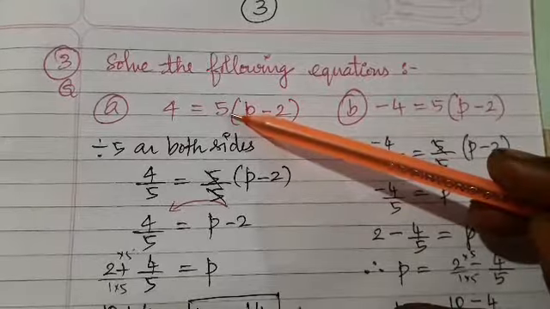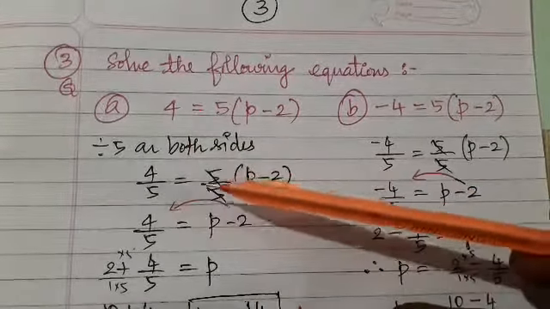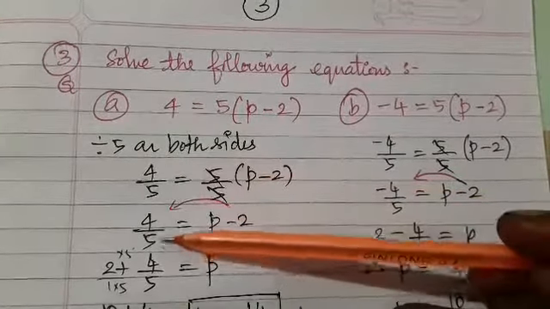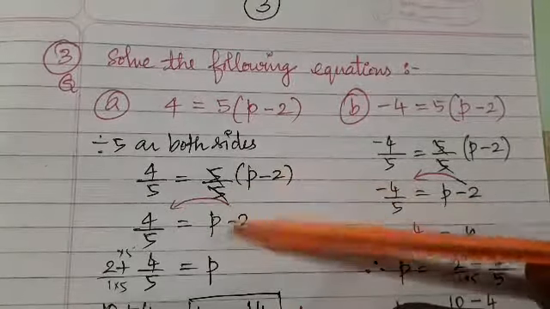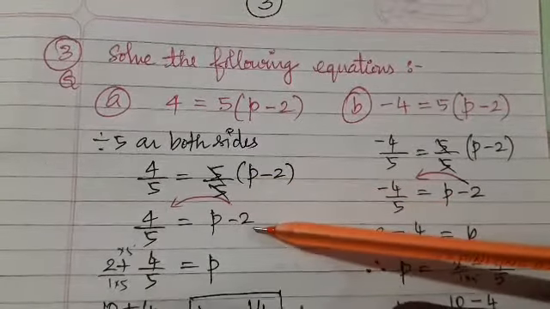In the same way, this 5 should be removed. So divide 5 on both sides: 4 upon 5 equal to 5 upon 5 bracket P minus 2. When you are dividing 4 upon 5, it will be as it is. Here 5 will be gone, divided by 1 it will be there. Then 1 into P minus 2 will be there.